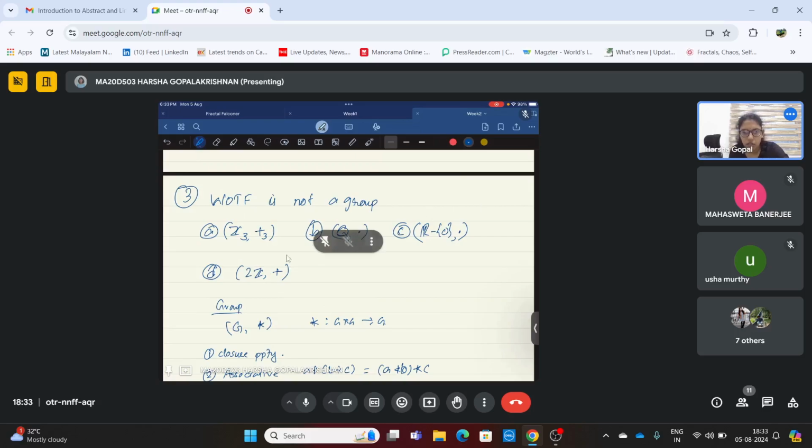Okay, can you go through all the options and tell which one is not a group? Just take some minutes and think about whether whatever is given in the options satisfies all the group axioms, or if it is not satisfying, which one is not satisfying, and which property is not satisfied. Go through all the options.